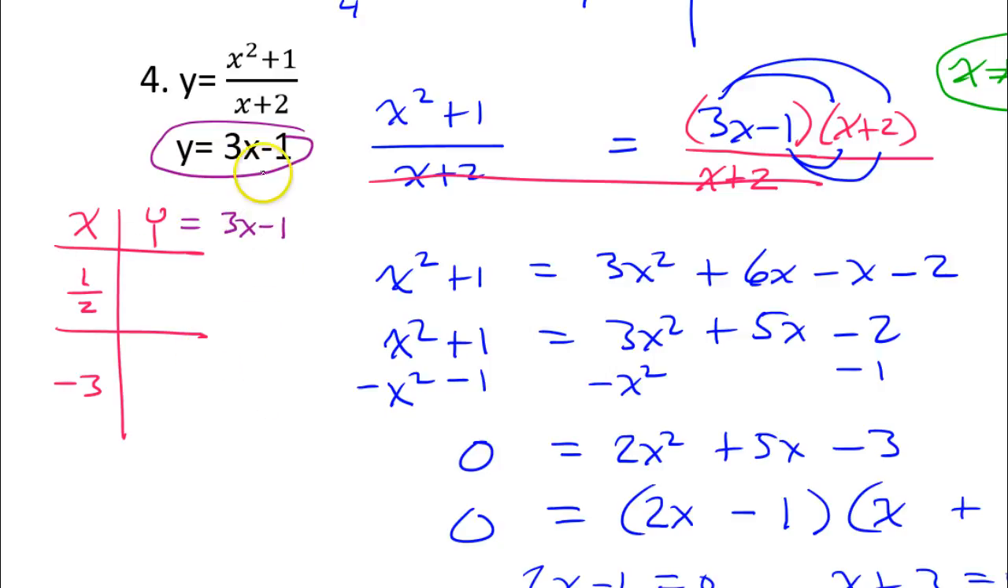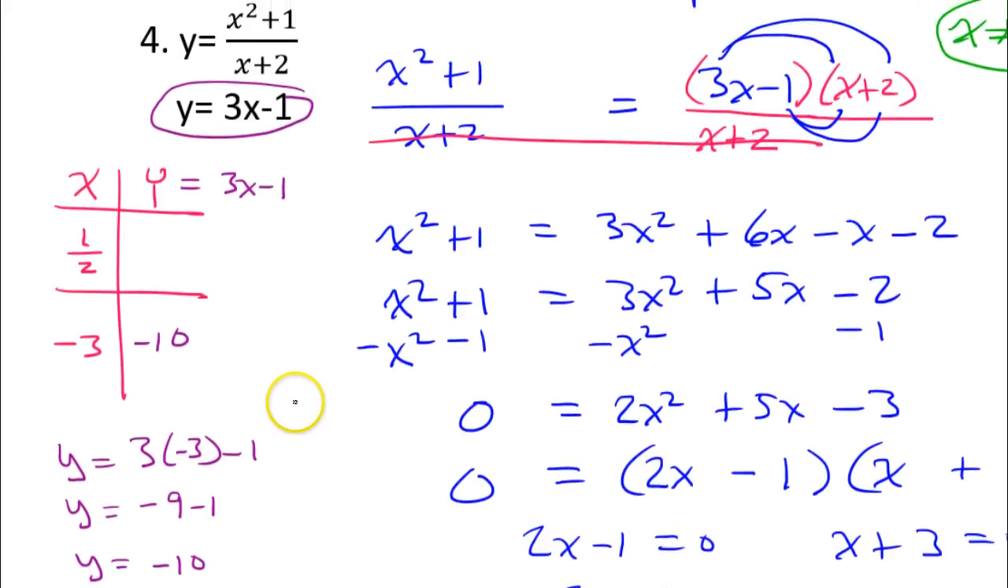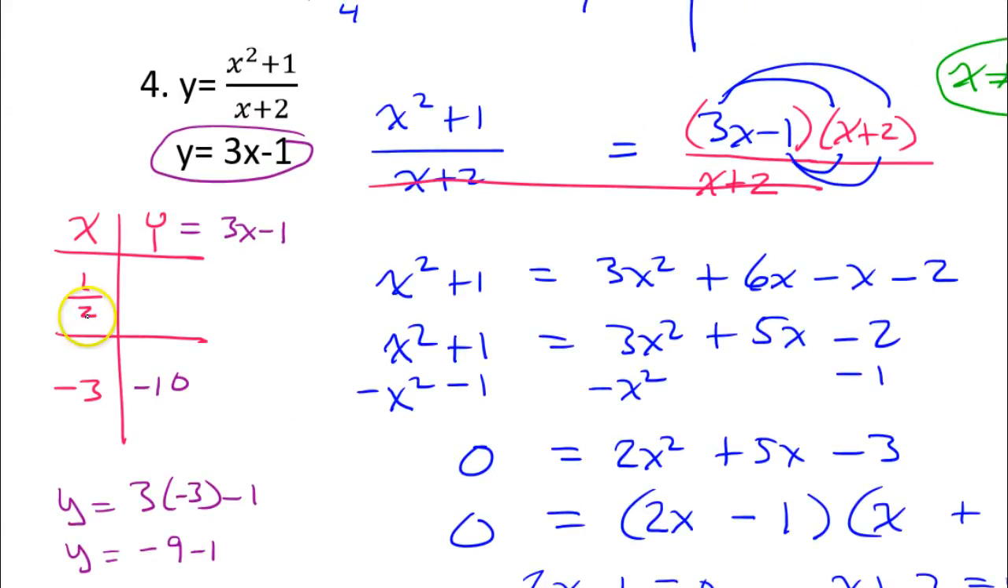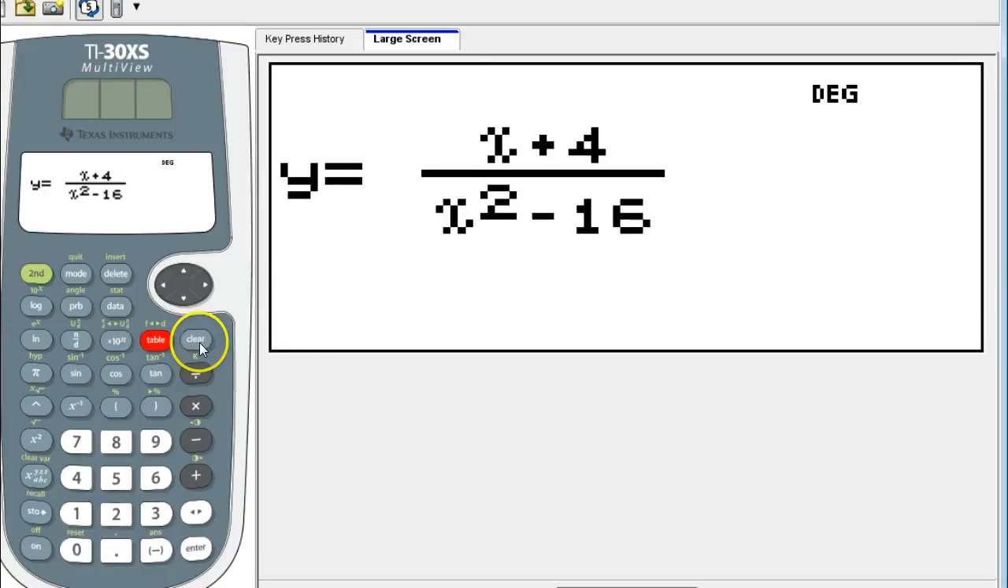Now you could do these by hand, or you could use a calculator. Just to make a point, I'll do the bottom one by hand just to show you that I could. So y would equal 3 times x, which in this case is negative 3, minus 1. So that would give me negative 9 minus 1, which would give me negative 10. Alright, so negative 3 comma negative 10 should be one of my points. That's going to be a little bit more annoying with the 1/2. So that's a good time to show you how we could do it on the calculator.